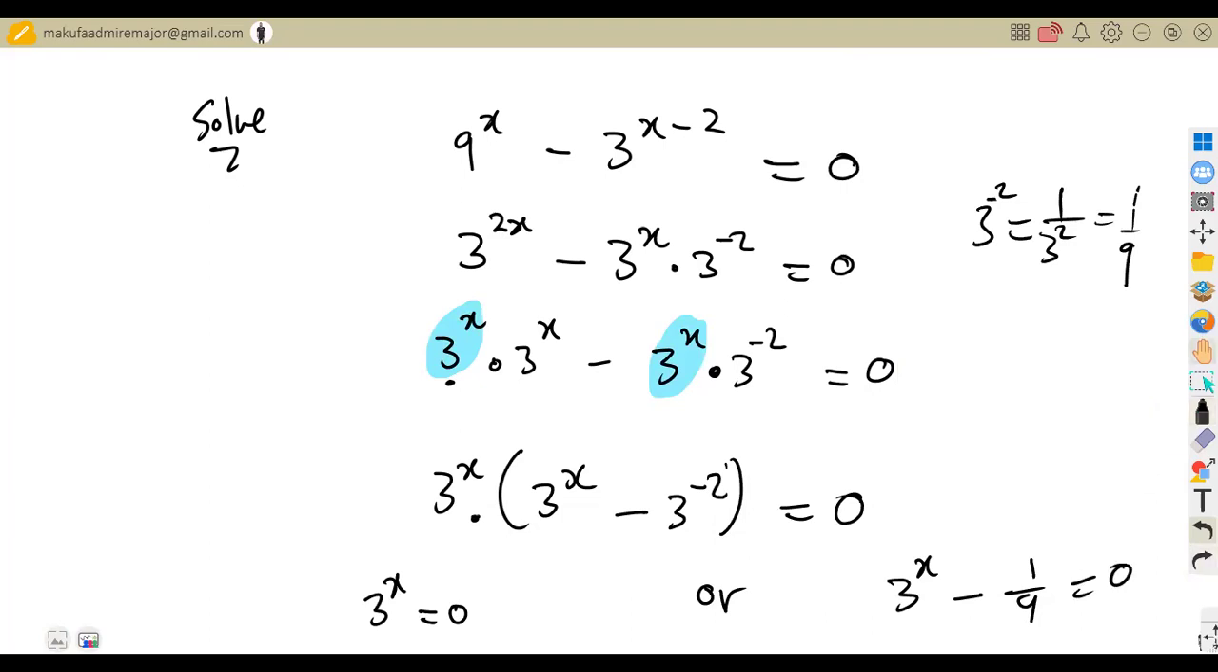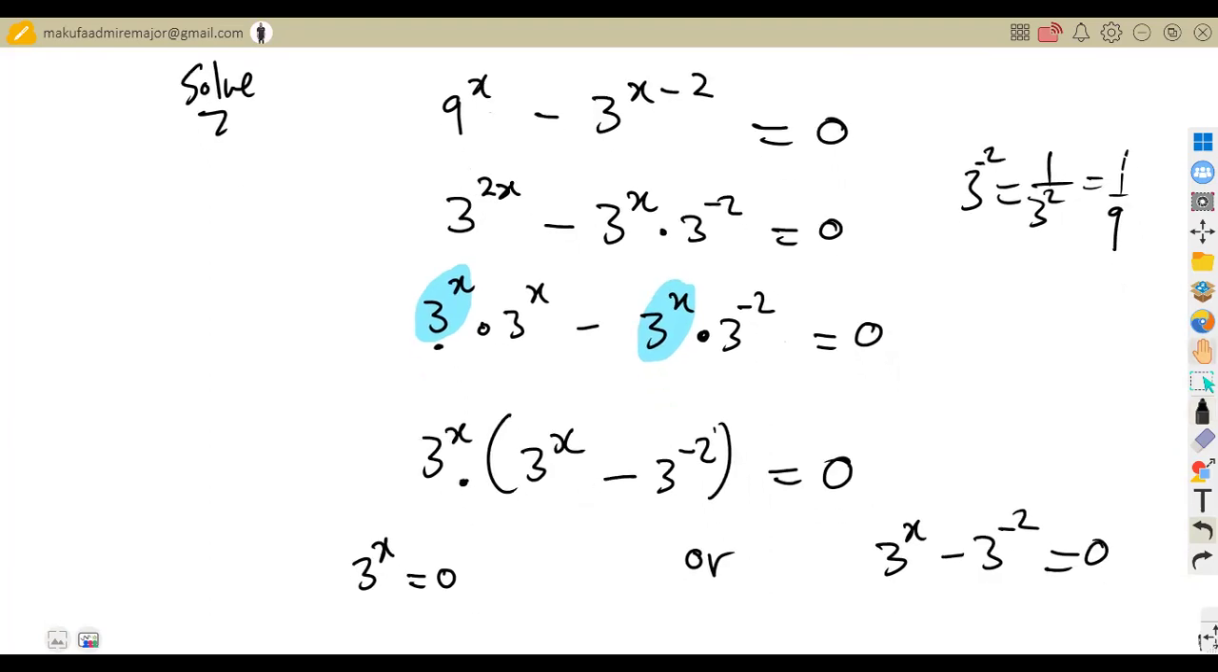Right? Or you can even leave it like that. Leave it like that, no problem, because I might confuse you. Minus 3 to the exponent of minus 2 is equal to 0. Let me just leave it like that.